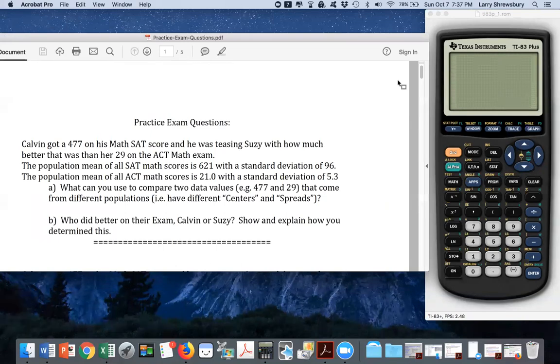Now, how in the world are we going to compare these two data values that come from different populations? Is the answer you can't? It's impossible? That's comparing apples and oranges? Or is there a way? And if there is a way, who did better on their exam, Calvin or Susie? Show and explain how you determine this. Let me give you a moment or two to think how you would approach this. Go ahead, think about it.